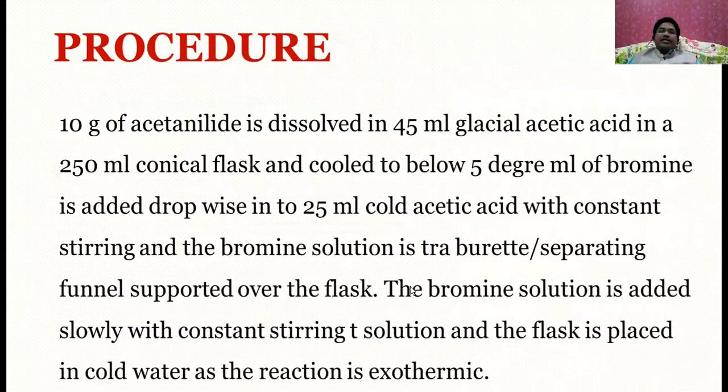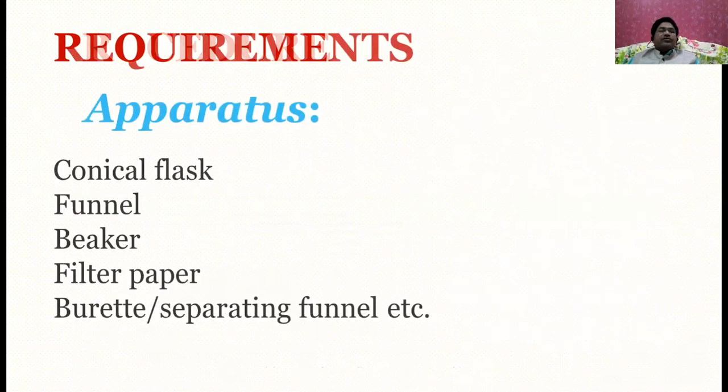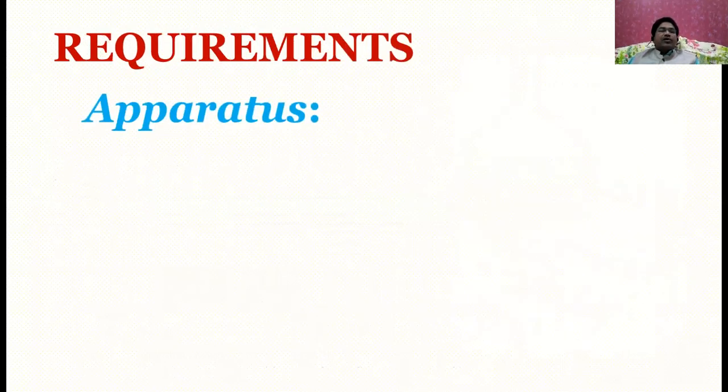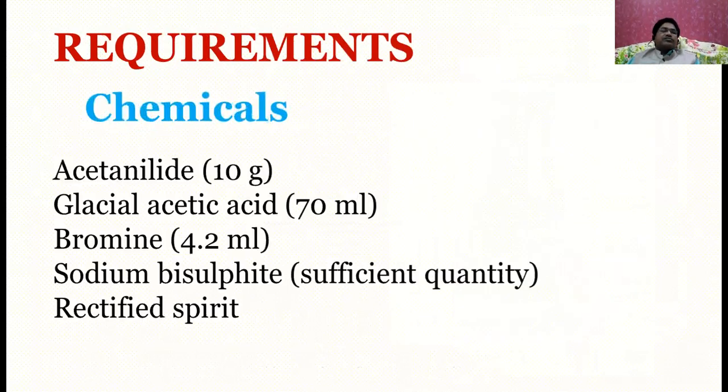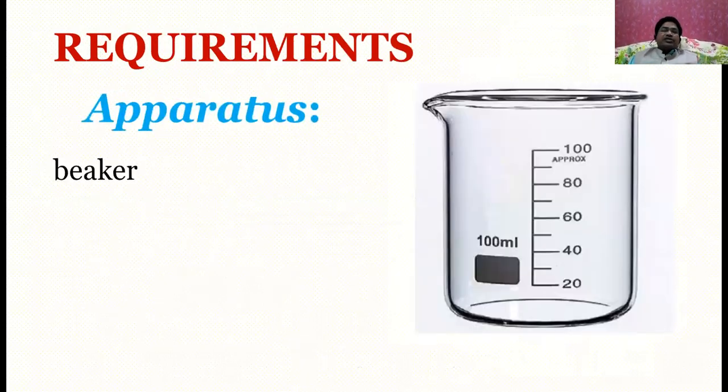10 grams of acetanilide is dissolved in 45 ml of glacial acetic acid in a 250 ml conical flask and cooled to below 5 degrees. And here bromine is added. Just now we discussed how much bromine it was. We discussed it here. See here, 4.2 ml bromine that we are going to add to the reaction mixture.